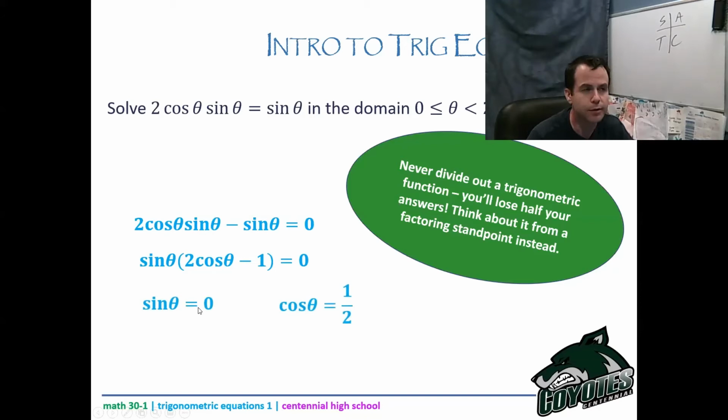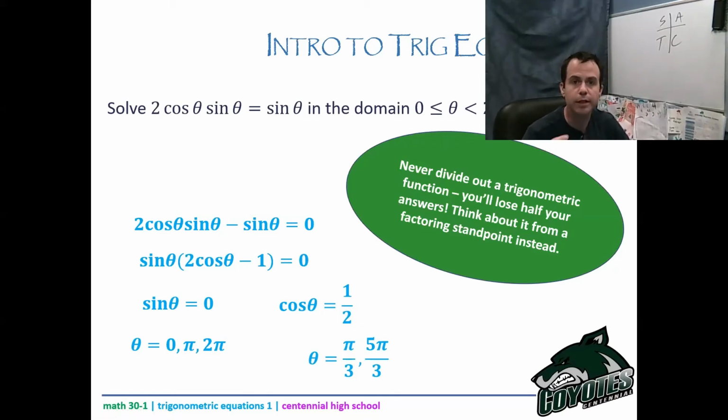If sine of theta equals 0, I go on my unit circle. I'm looking for, remember Calgary Stampede, when the y value is 0, that would be at 0, pi, and 2 pi. When cos of theta equals a half, I'm in quadrant 1 and I'm in quadrant 4, and I have a reference angle of pi over 3, so I've got pi over 3 and 5 pi over 3. So now I look at all these answers, and then I go back to my original domain and say, okay, are all these answers viable, and is there any more?